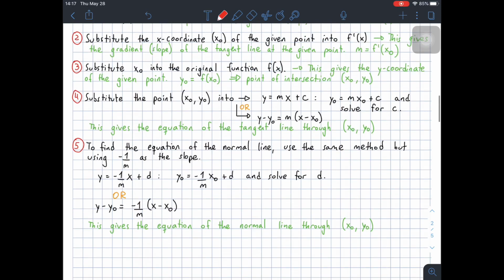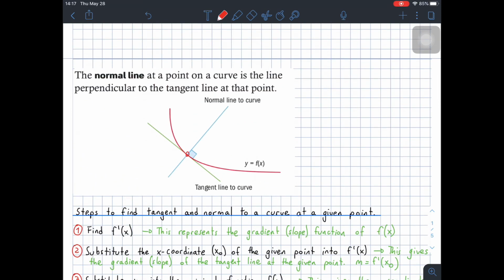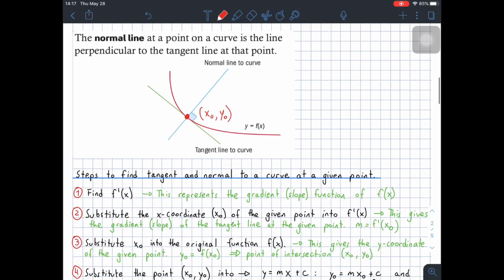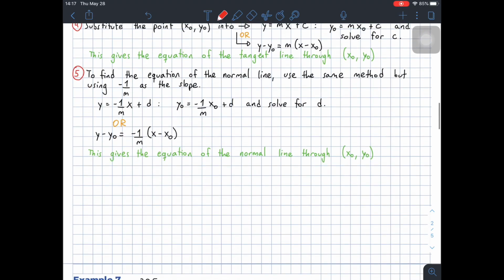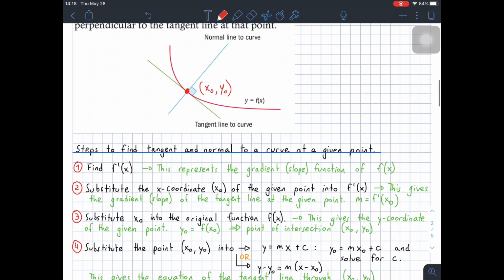Why? Because both the tangent and the normal line share this common point, which is basically xo, yo, right? So if they share the same point, then I can use that point in order to find the equation of the normal line, right? Which I could use, again, this equation over here. I replace the values and I find the equation of the normal line.